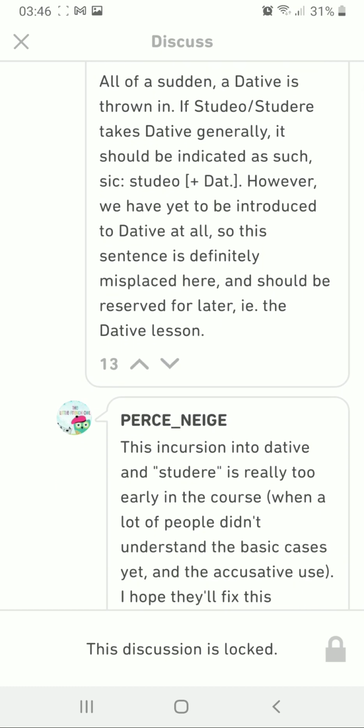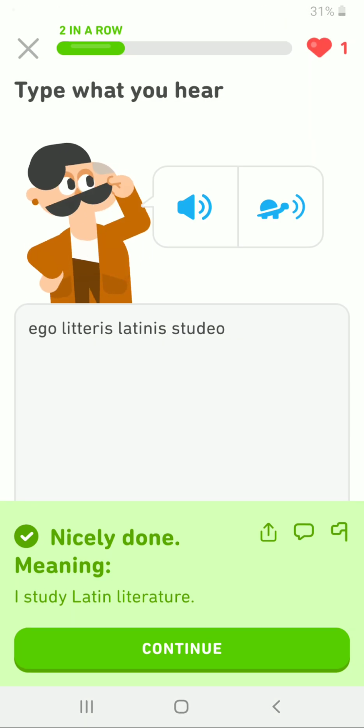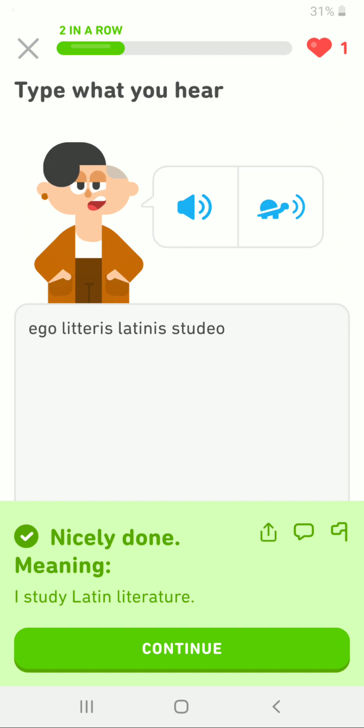This incursion into dative and studere is really too early in this course, when a lot of people didn't understand the basic cases and the accusative use. I hope they'll fix this incoherence in the post beta. Well, they have spoken, so okay, so probably that's what actually bugged us before.